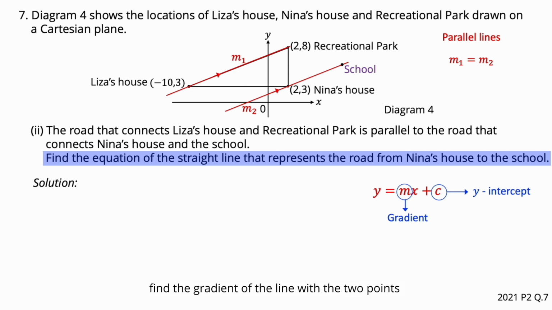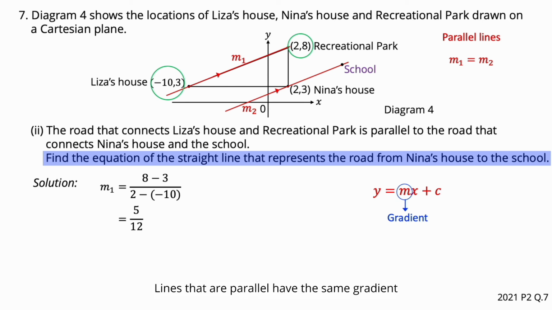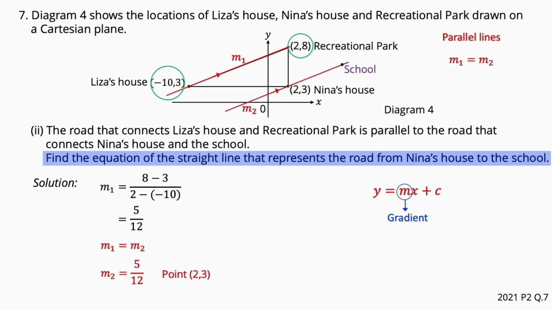Find out the values of m and c. First of all, find the gradient of the line with points (2, 8) and (minus 10, 3) by using the gradient formula, y2 minus y1 over x2 minus x1. Substitute the 2 points into the formula. m1 equals 8 minus 3 divided by 2 minus minus 10. The calculated result is 5 over 12. Lines that are parallel have the same gradient. m1 equals m2.